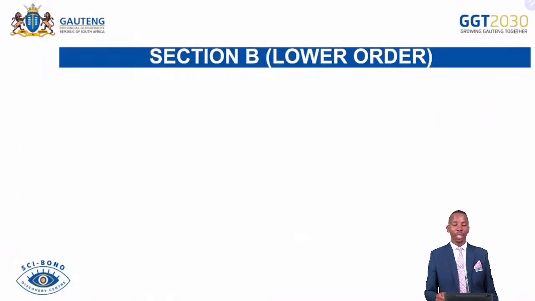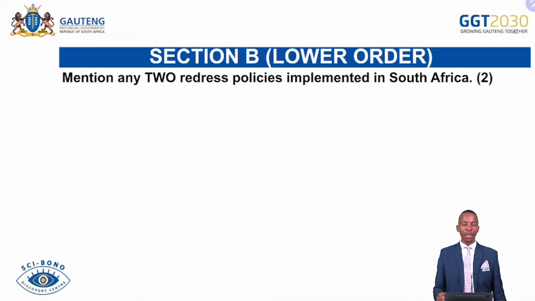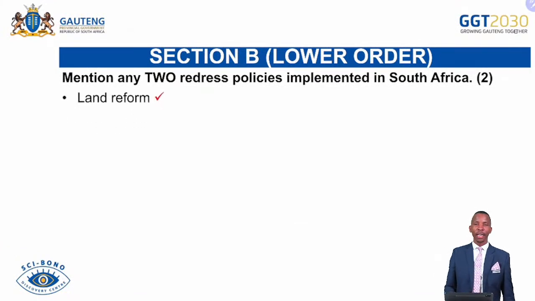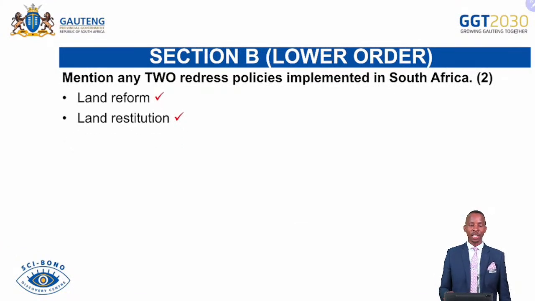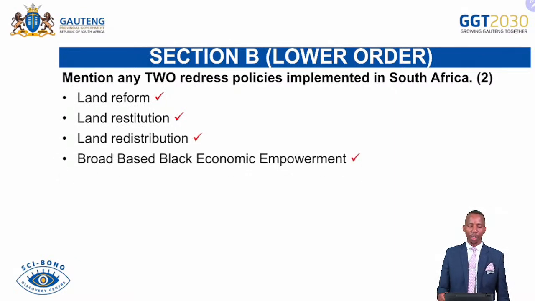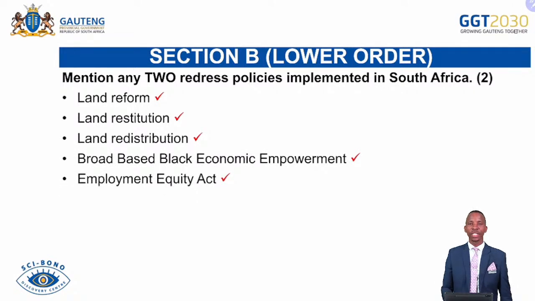And then we continue with the lower order under section B. Mention any 2 redress policies implemented in South Africa. That is for 2 marks. Land reform, land restitution, land redistribution, broad-based black economic empowerment, Employment Equity Act.